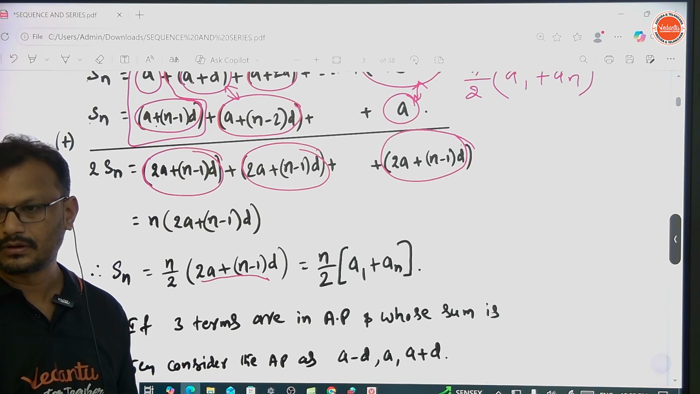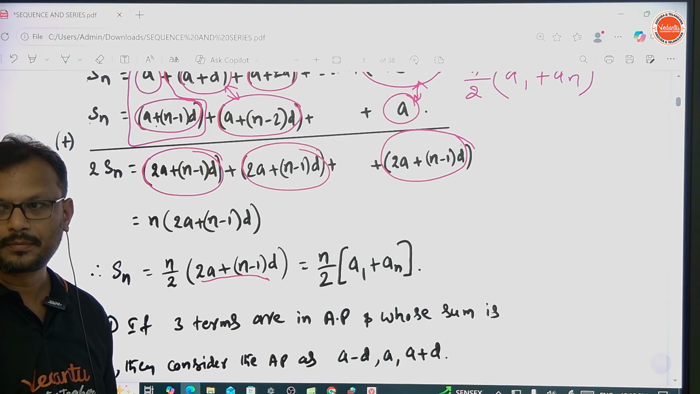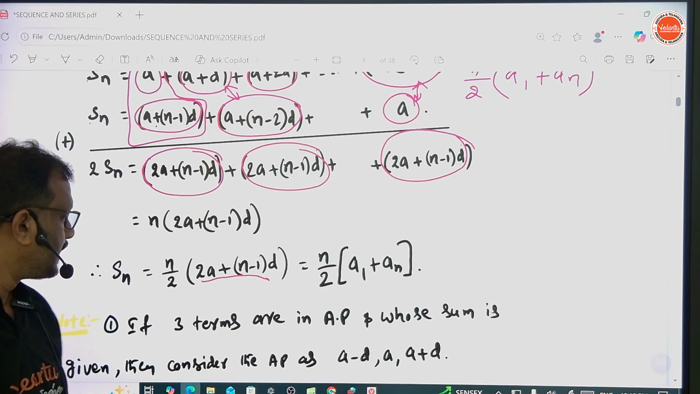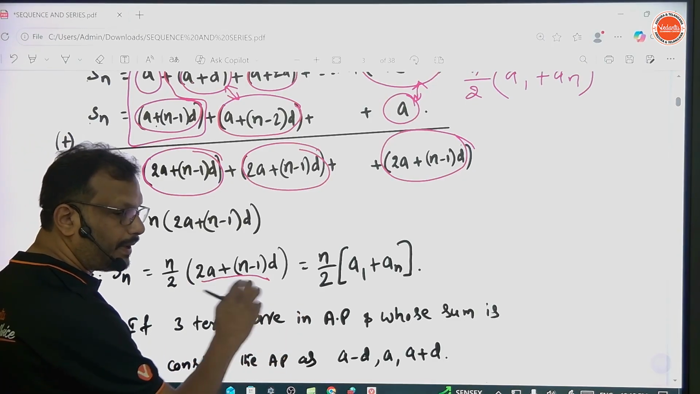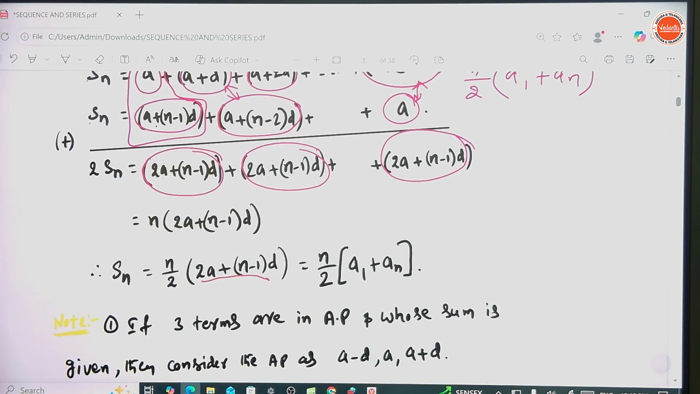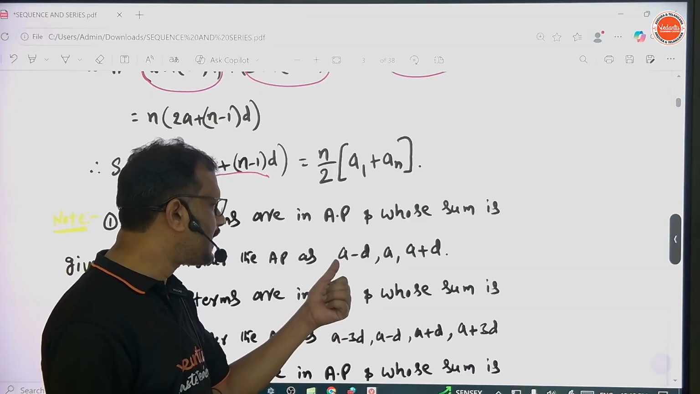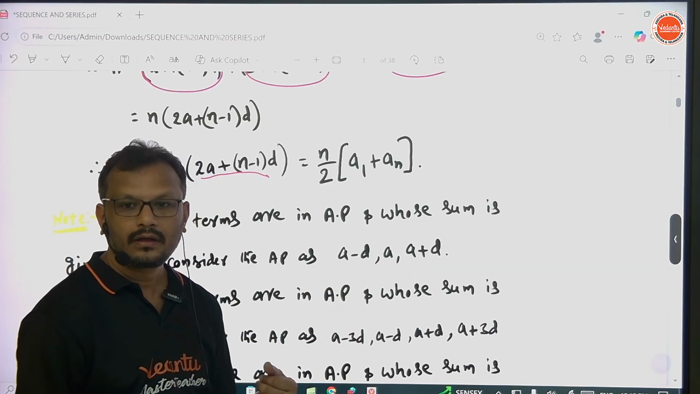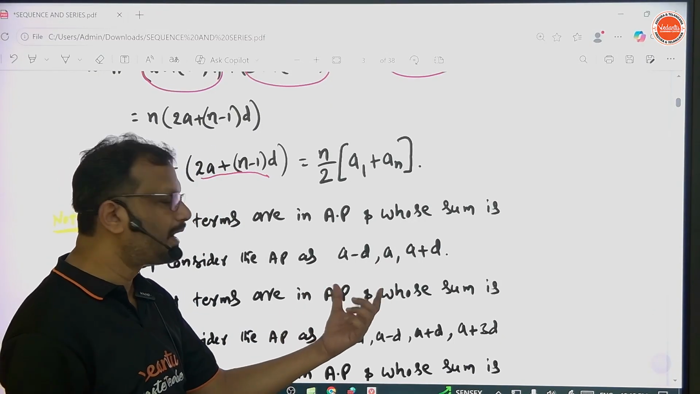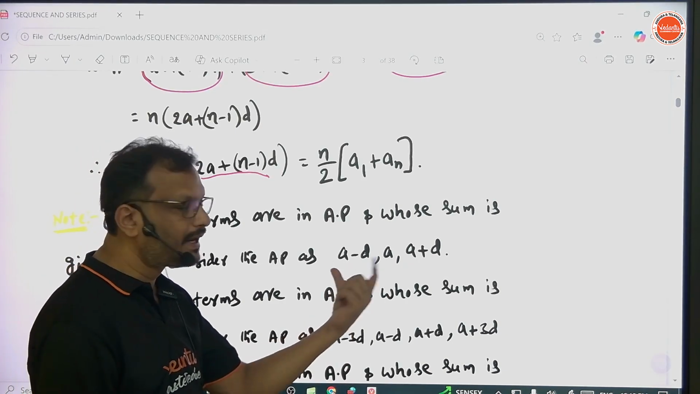See, he already wrote, Saurav also wrote that. So take A minus D, A, A plus D, 3 terms in AP. When do we have to use that? If 3 terms are in AP and the sum of them is given in the question, most of the time we will take A minus D, A, A plus D. Why do we consider this only? When the sum is given and you add these 3 numbers, D will get cancelled. We will get the value of A directly from that. Due to that reason only, we are taking that.